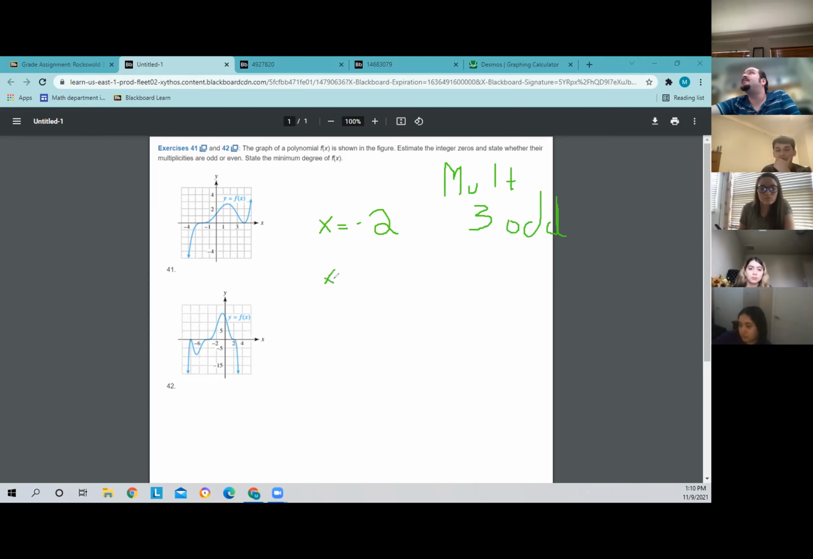The other one was what? X equals 4. Is that an even or odd multiplicity? So now we're looking at, is it even? Yeah, it's even because it hits it and it bounces back, right?